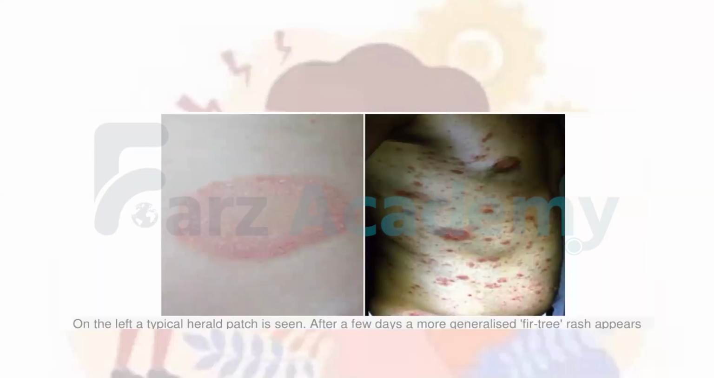So this is how it looks. You can see the herald patch here, which is seen in pityriasis rosea.